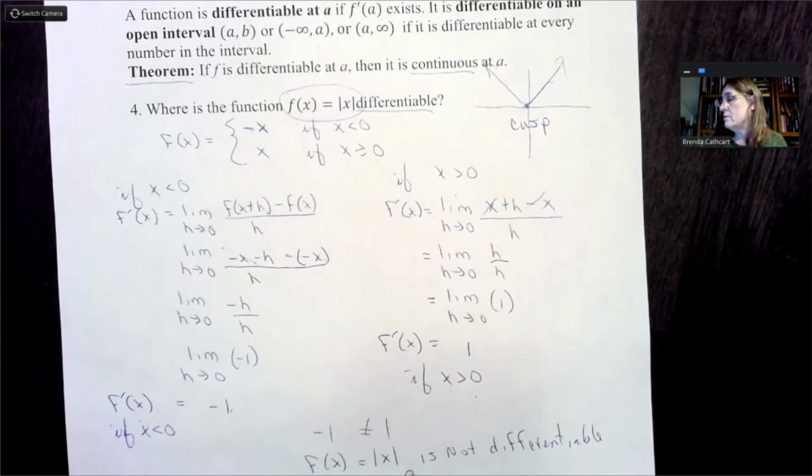And that's our lesson on some terminology about differentiable and continuity, as well as an example with a position function and velocity.